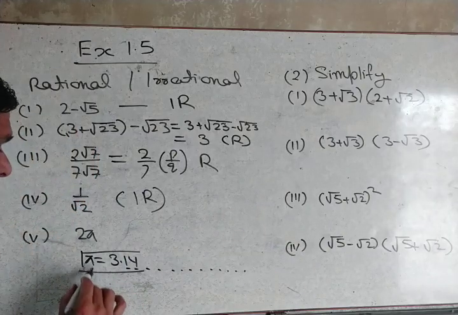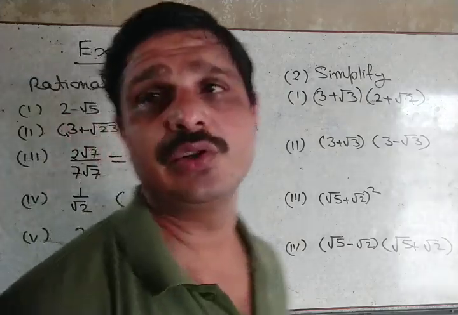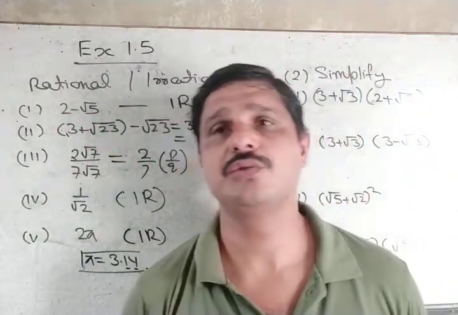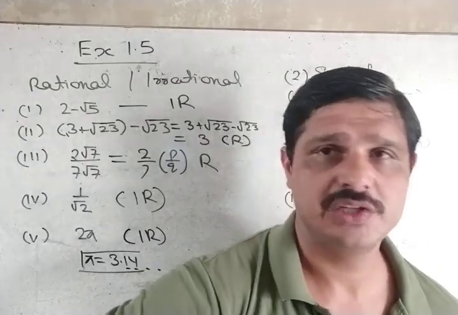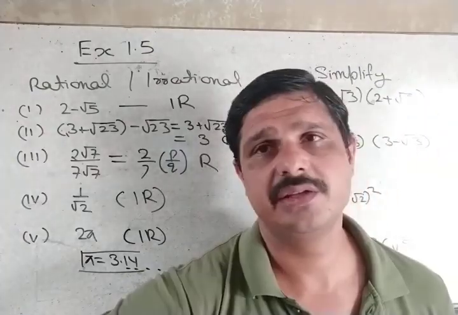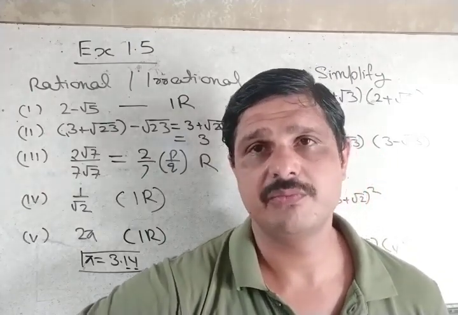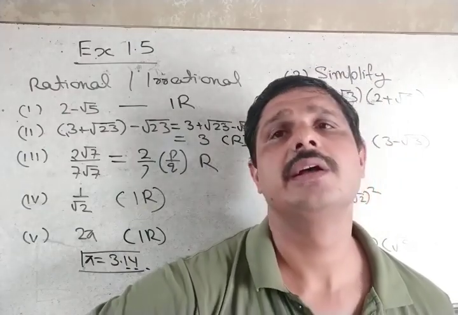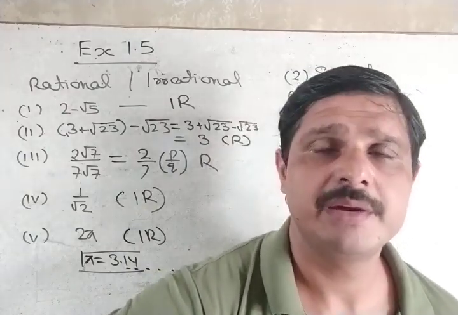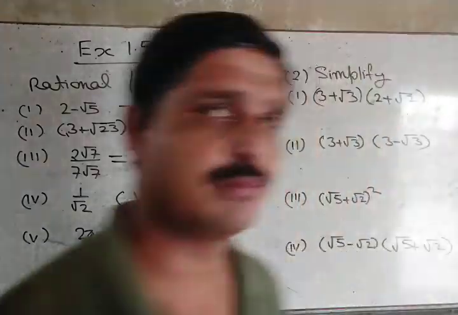So if this is pi, then 2 pi is also irrational. Always when you solve questions, you assume pi equals 3.14, but in actual case pi is an irrational number, and I think someone has made a record of learning decimal values of pi up to 80,000 places. So please pause the video, note it down.